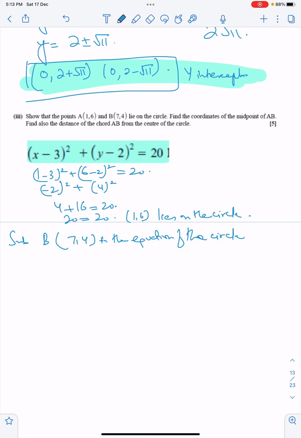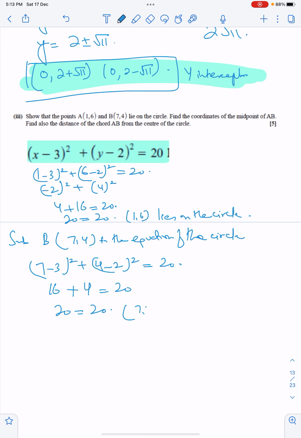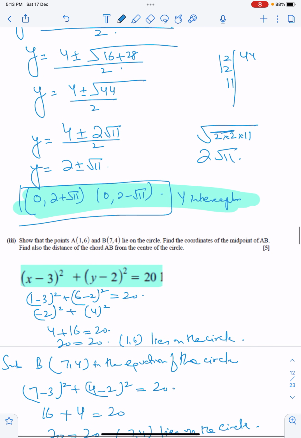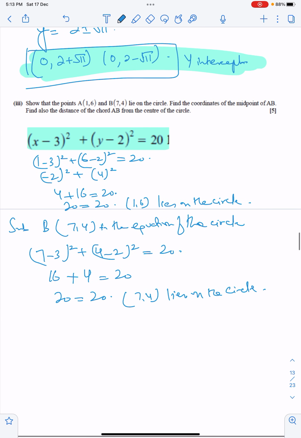So x is 7, 7 minus 3 the whole square, plus y is 4, 4 minus 2 the whole square. It turns out to be 20. 7 minus 3 is 4, 4 square is 16, plus 4 minus 2 is 2, 2 square is 4, equals 20. 20 equals 20, so the point 7 comma 4 also lies on the circle. We have proved that the 2 points lie on the circle. Find the coordinates of the midpoint of AB. Find also the distance of the chord AB from the center of the circle.